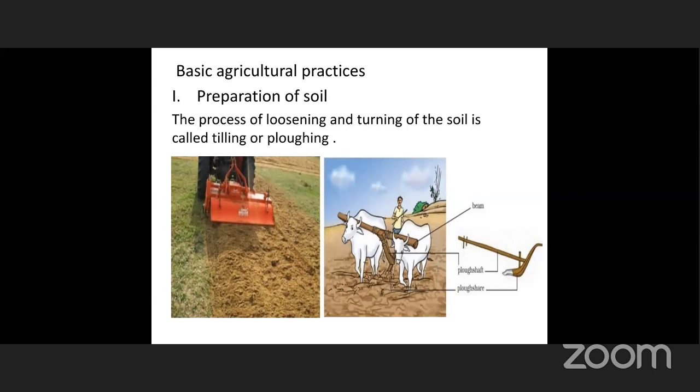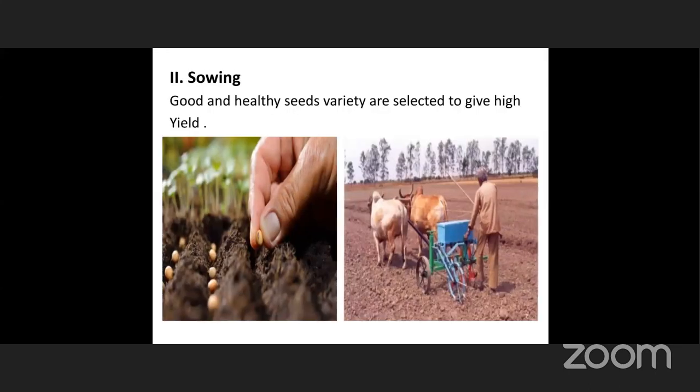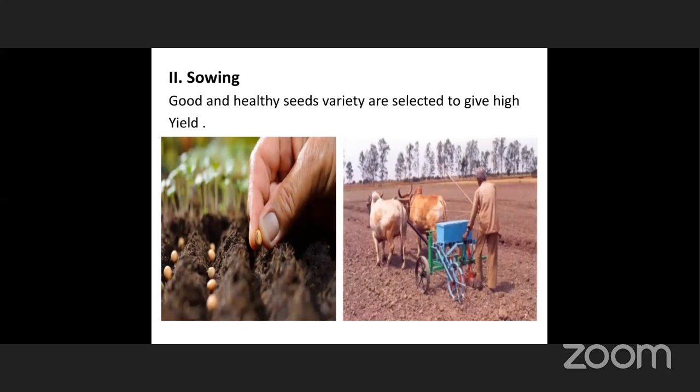The next topic we are going to cover is sowing. After preparation of soil, the next stage is sowing. And while preparing the soil, they first supply water to the ground and make the soil wet. Later they plow the soil. Now if you have doubts, you can ask me.